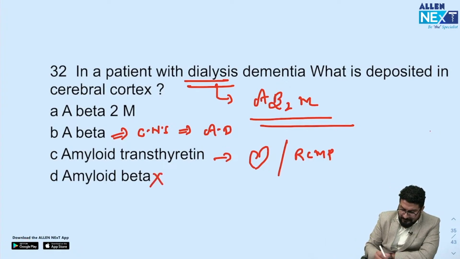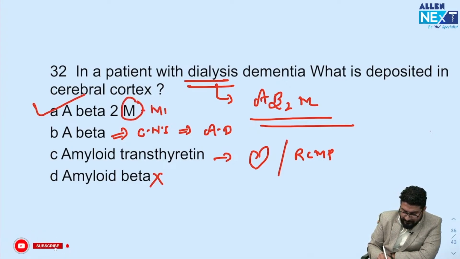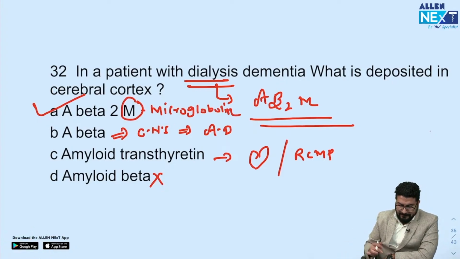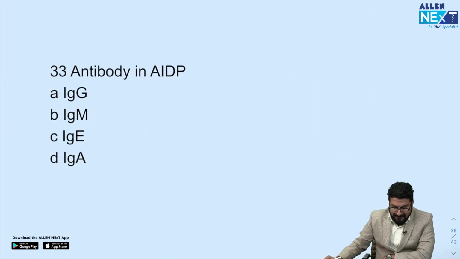So the answer in dialysis is A beta 2M. This M stands for microglobulin. Is it clear? Okay, moving to the next antibody in AIDP.